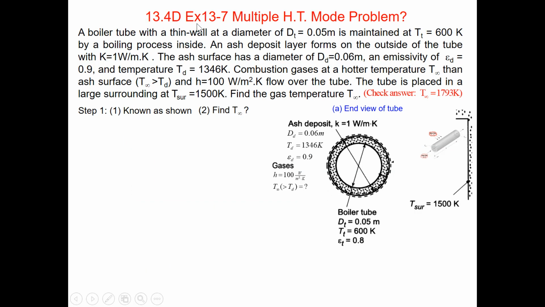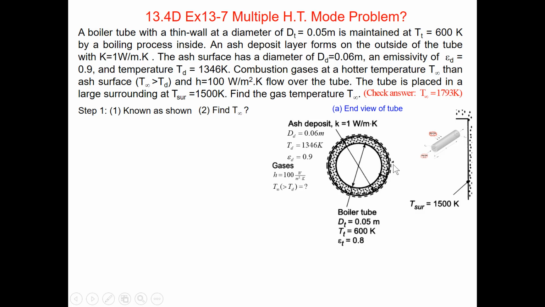D. Example 13-7. Multiple heat transfer mode problem. Another example. A boiler tube has a diameter of dt, a temperature of Tt, and emissivity of epsilon t.